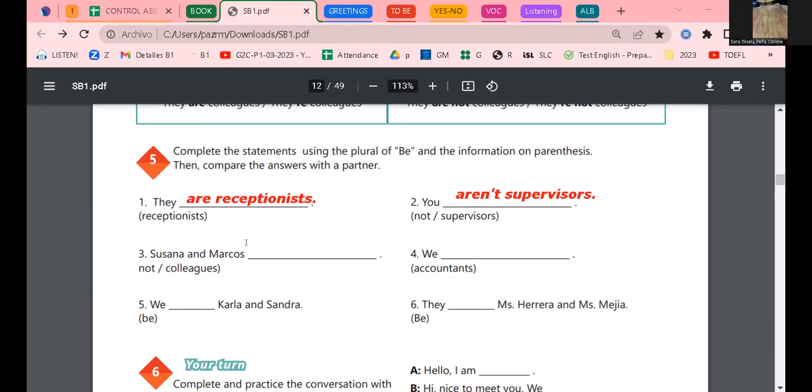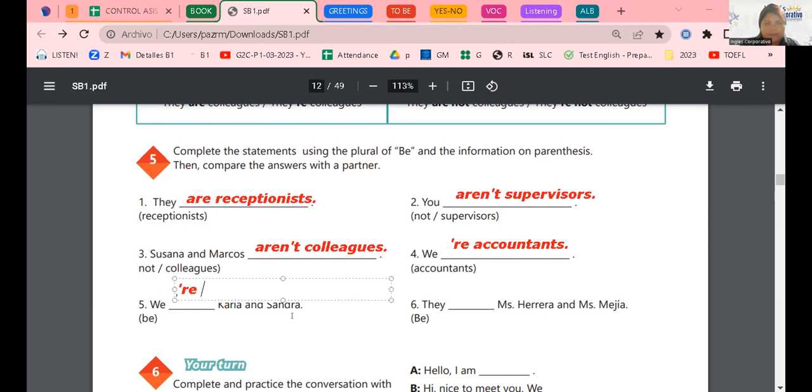Susana, okay. Marcos. Susana and Marcos. Contract. We are accountants. We are. Contraction. We're Carla and Sandra. Number 6.